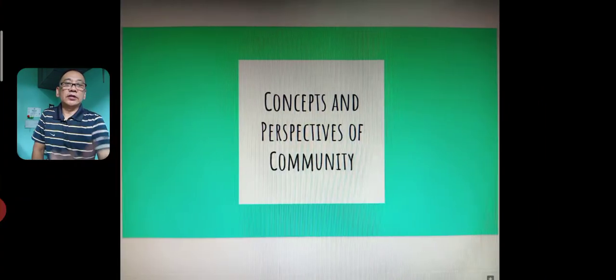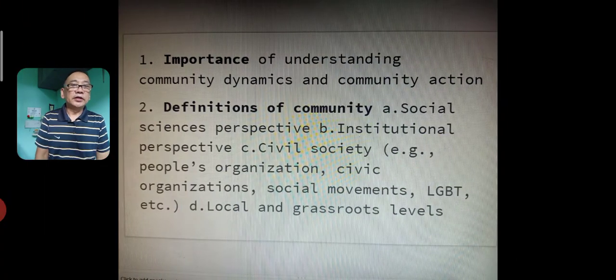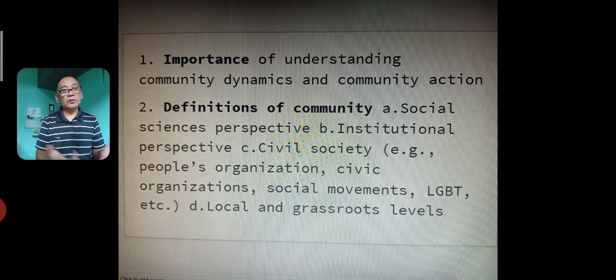Ito, hayo na tayo. Now let's go to the first part, which is concept and perspective of community. Okay, here we're going to discuss the importance of understanding community dynamics and community action. Isang topic lang yan. What is community? Paano nag-work ang community? Sino ang members of the community? And we have different kinds of community. Hindi lamang yung community in barangay, but even mga classes of people part of our community.